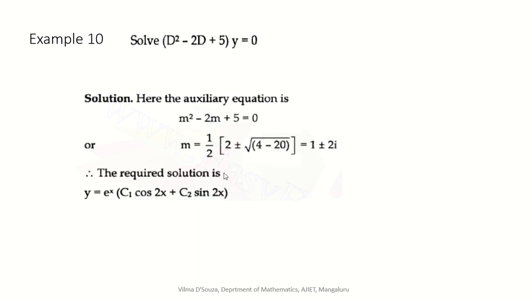So what is the required solution? Roots are a plus or minus ib. A is 1 and b is 2. So y is equal to e power x into c1 cos 2x plus c2 sin 2x. Right? A plus or minus ib, a is 1 and b is 2. So it becomes y is equal to e power x c1 cos 2x plus c2 sin 2x.